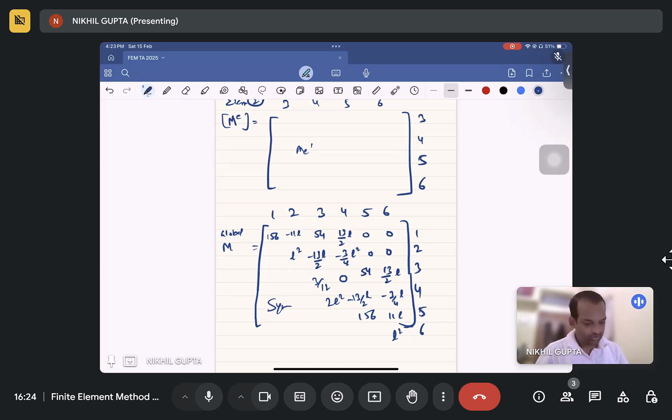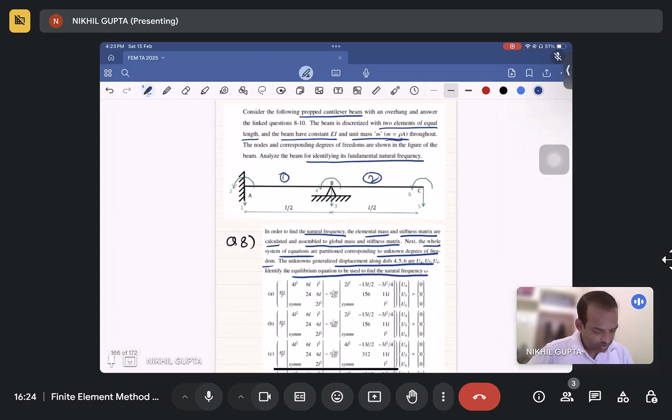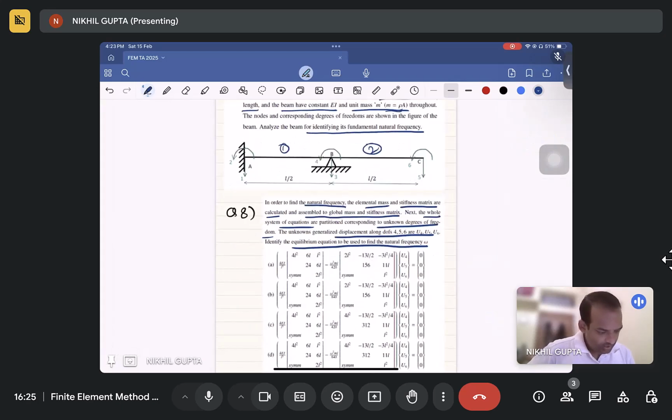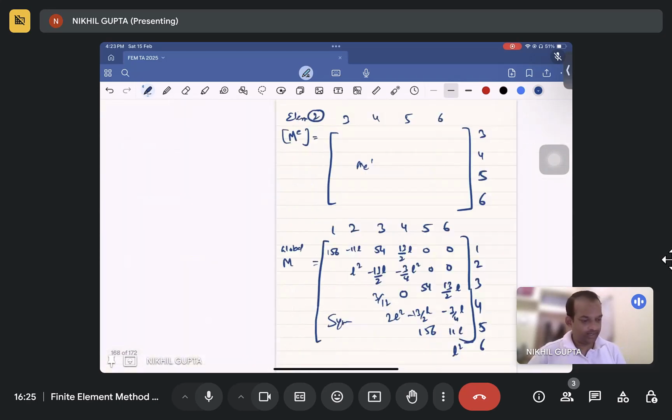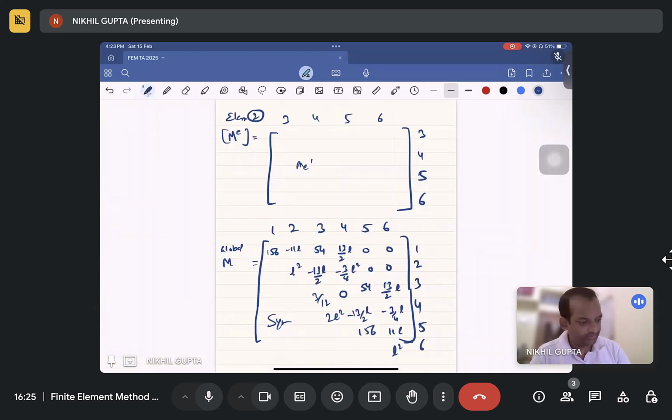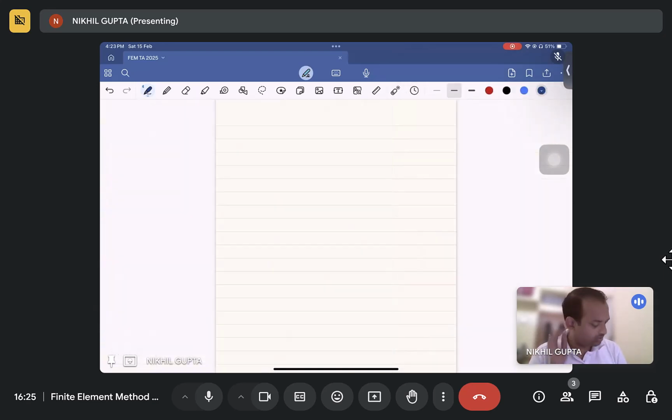Okay, so what is asked in the question? We have to write the full equation. So let's find the Q vector as well. Q vector is the force vector in Ku equal to F. So I'm writing it as Q. So in a dynamic problem we don't have any.